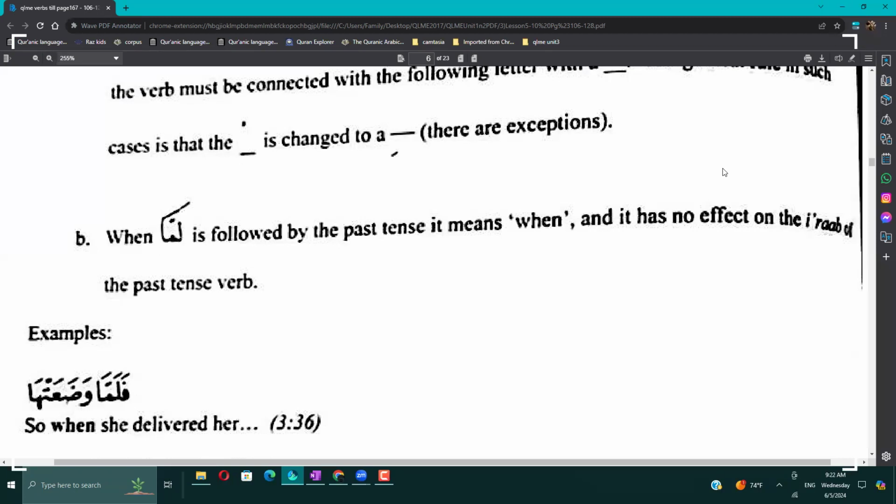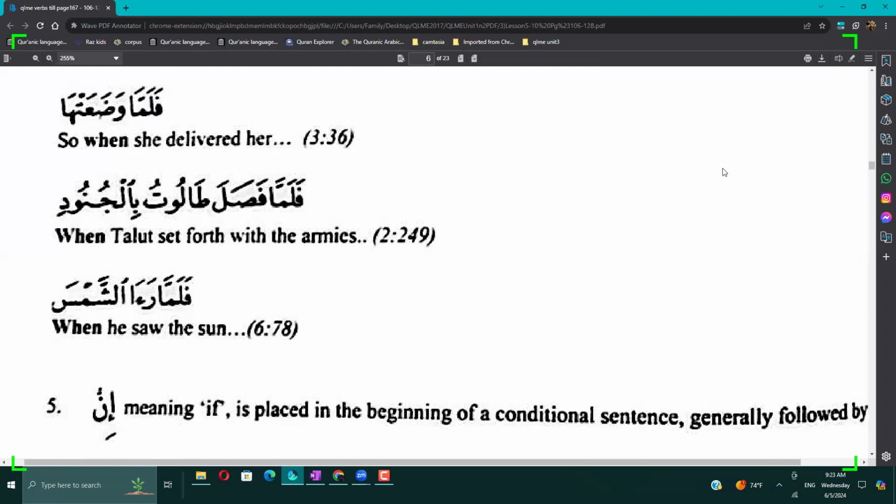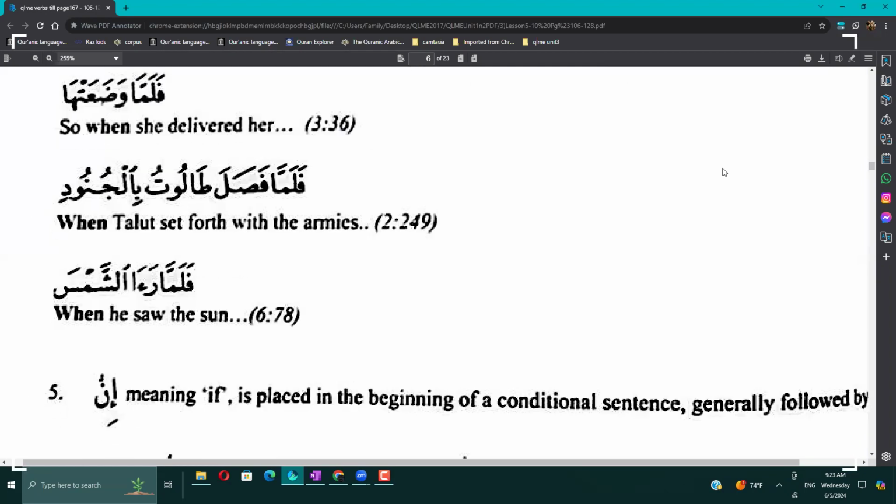And it has no effect on the i'rab of the past tense, madi, right? It will not change anything. Only mudare changes. Falamma wada'atha. So, when she delivered it. What is the jussive particle here? Lamma. Very good. And wada'atha is madi, not mudare. So lamma followed by madi, the meaning is when.